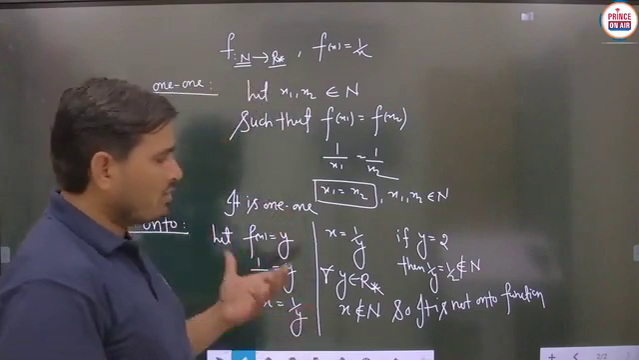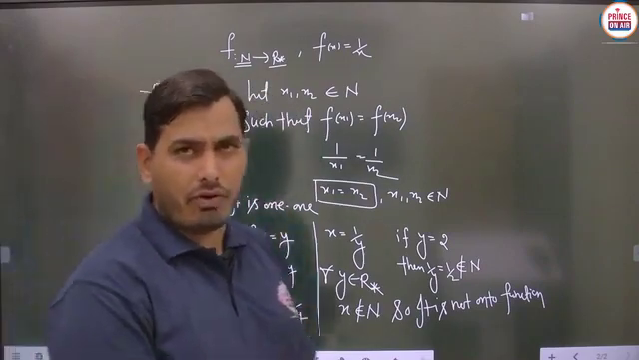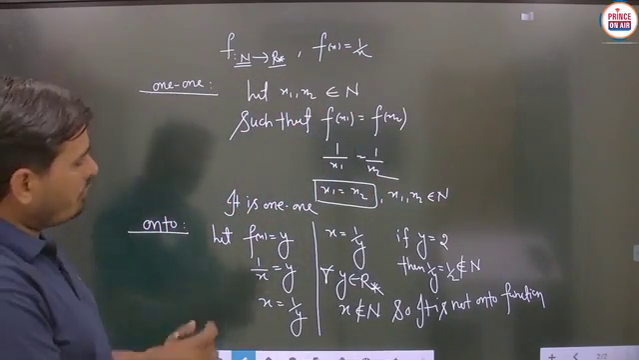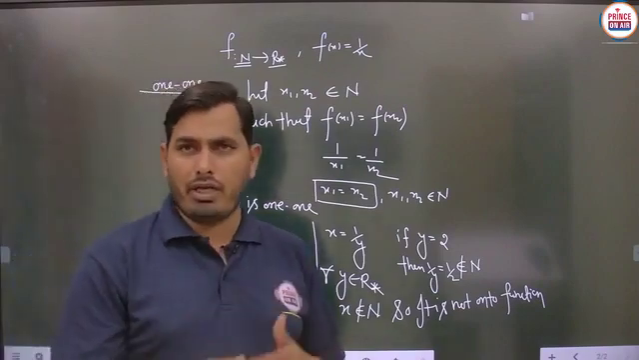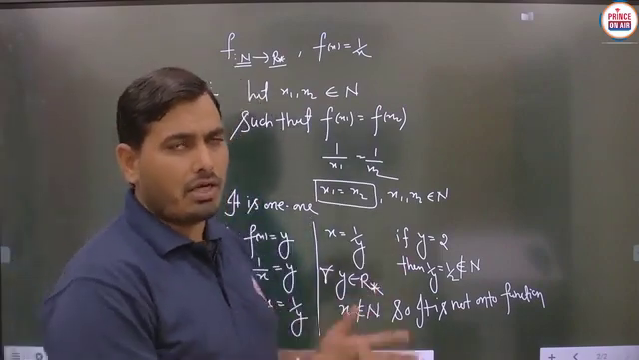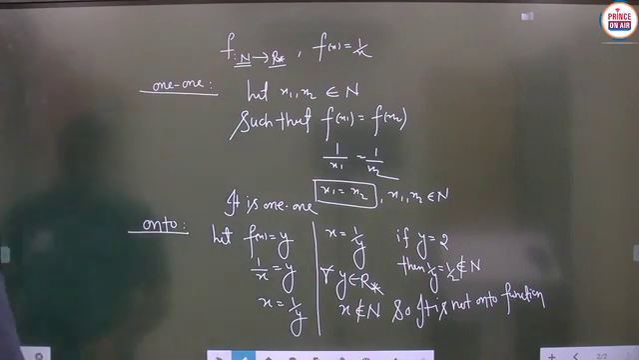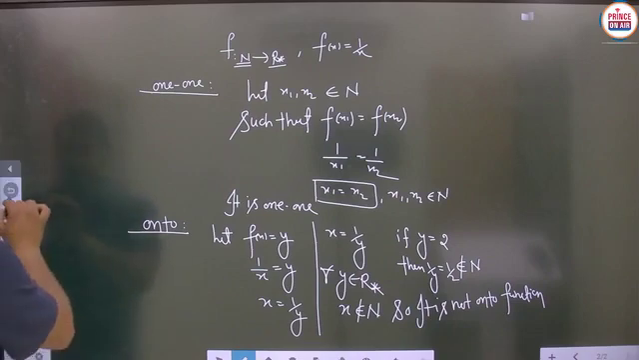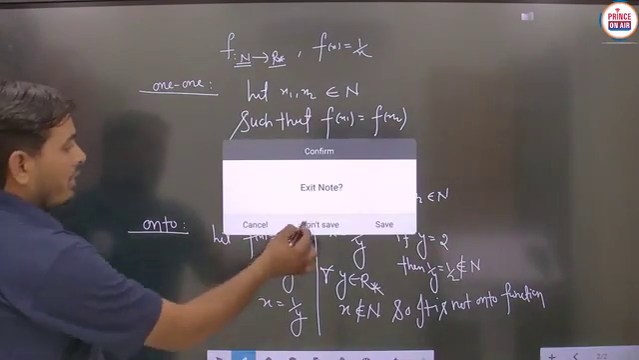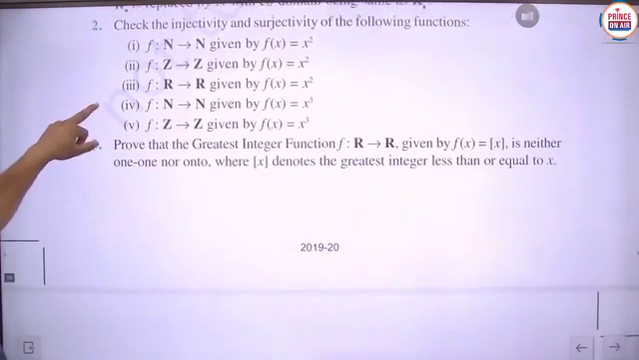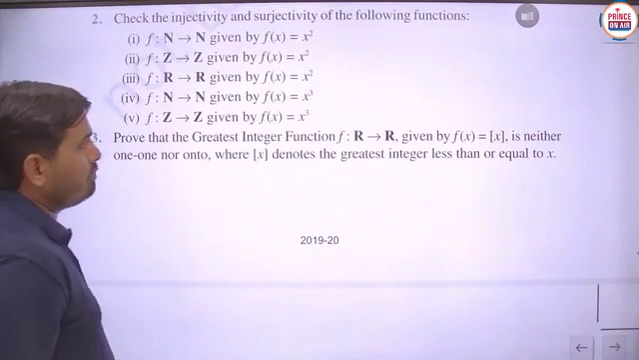Now this is the answer and solution of the very first question of your NCERT exercise 1.2. Now we will take the second question. We will use the same process for solving each and every question, so you have to see each and every part carefully so that the concept becomes clear to every student. Next, we are taking question number 2 of exercise 1.2. The question is: check the injectivity and surjectivity of the following functions.